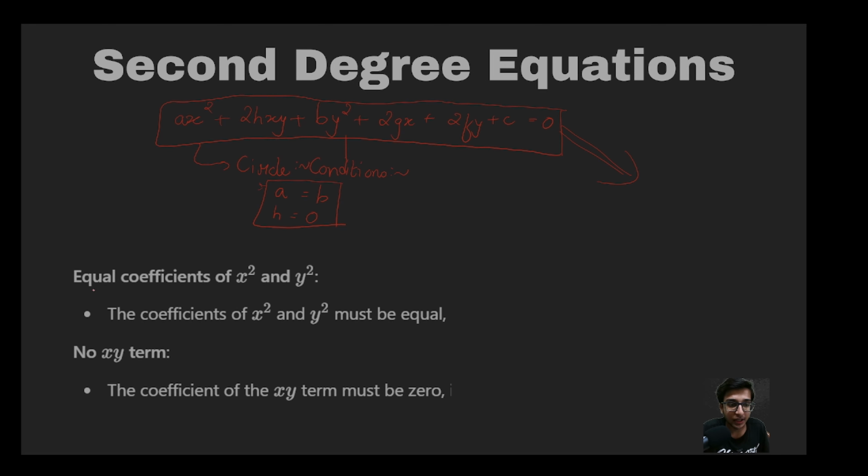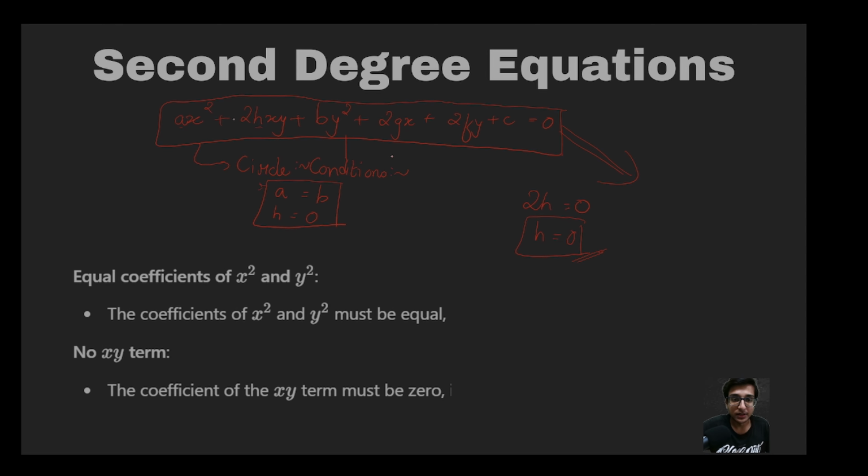Same thing has been mentioned here. Equal coefficients of x square and y square. That means the coefficient of x square is a and the coefficient of y square is b. So a should be equal to b, and the coefficient of the xy term should be 0. That means 2h should be equal to 0, which means h is ultimately equal to 0.